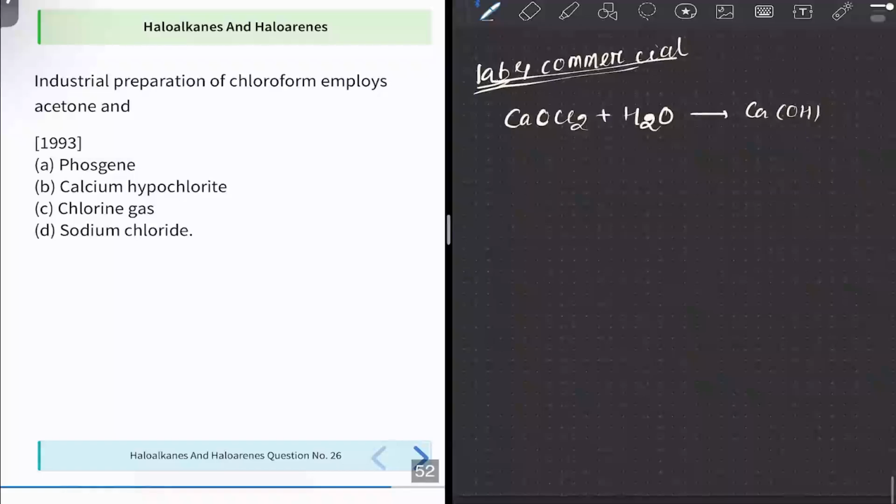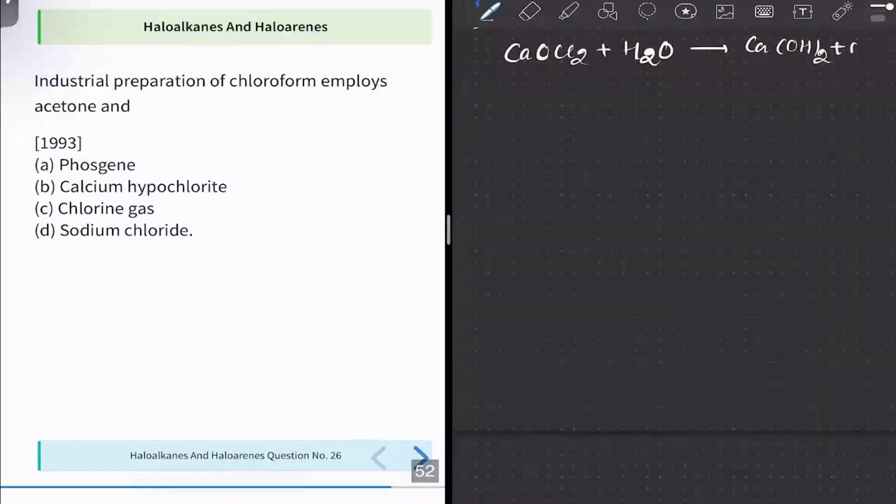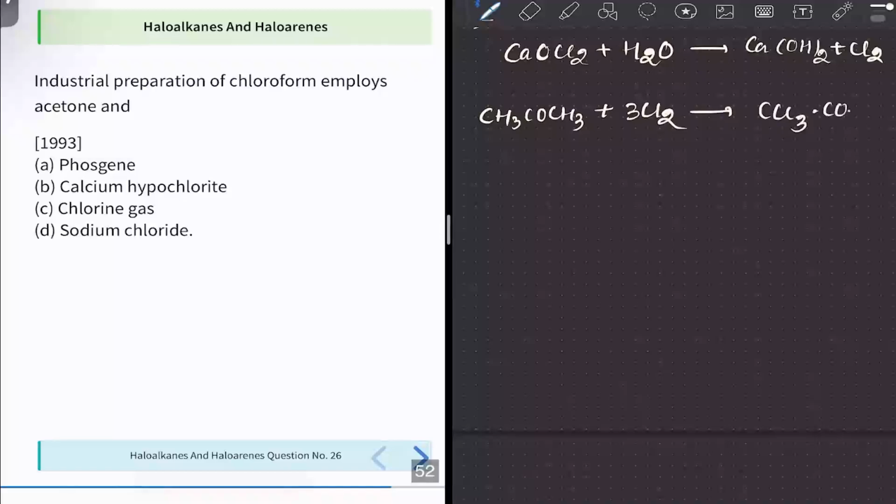Ca(OH)2. The hydrolysis product will be Cl2. This chlorine produced will be acting as a mild oxidizing agent as well as a chlorinating agent. Let's see how. It will react with CH3COCH3, that is acetone, which will react with chlorine to give CCl3COCH3. The hydrogens of CH3 will be replaced by chlorine, plus 3HCl. This reaction is called chlorination.